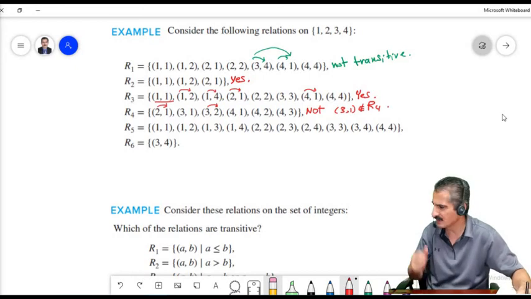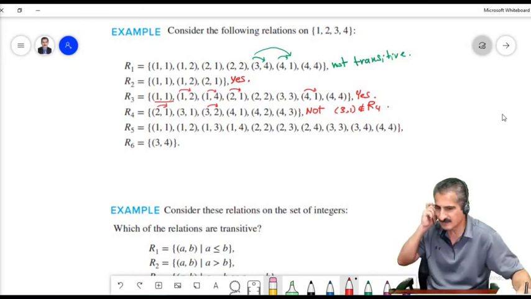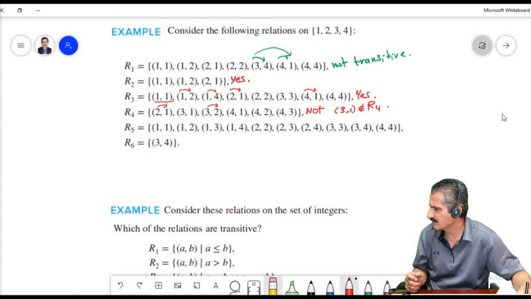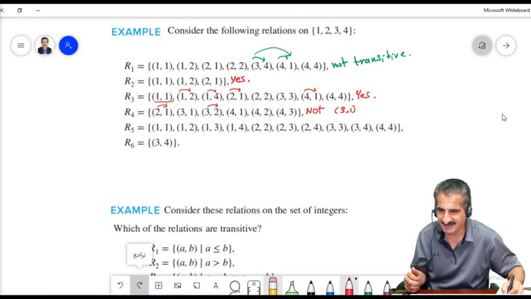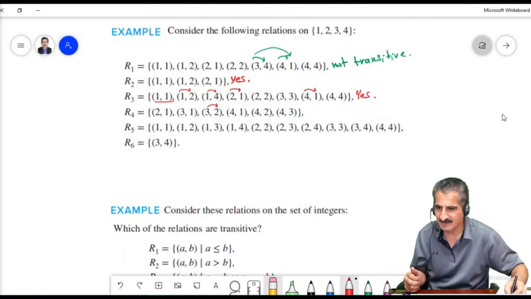Okay, what about 3, 1? It's not there, you mean? In R4, 3, 1. Okay, it is there. Oh, sorry. It is there. Okay, so let me erase that. Now, so let's keep going.